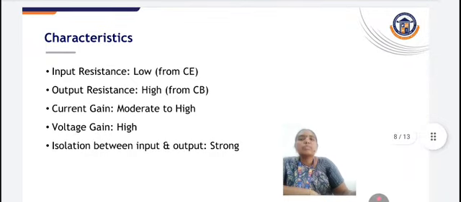Next is the characteristics of cascade amplifier. Let us now look at the important characteristics. The input resistance is generally low due to the common emitter stage, while the output resistance is high because of the common base stage. The current gain is moderate to high. The voltage gain is also quite high. Another significant characteristic is strong isolation between the input and output, which improves the performance and reduces unwanted feedback.